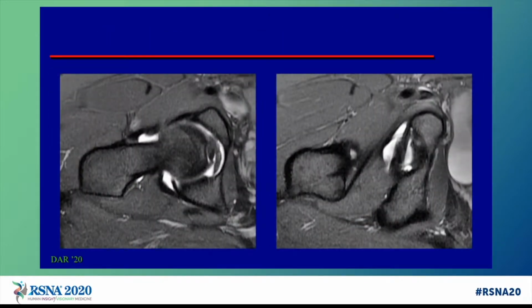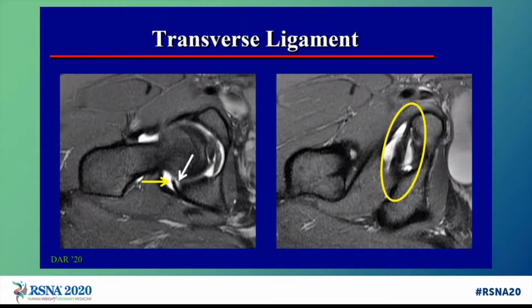Similarly, in the posterior-inferior hip, that's not a labral tear. That's a normal structure. And on the next slice, we can see that's the transverse ligament.